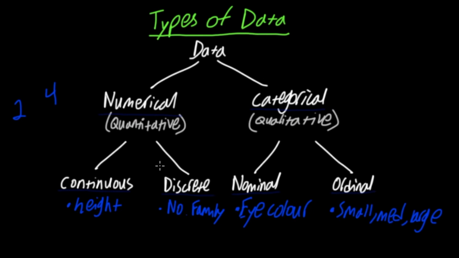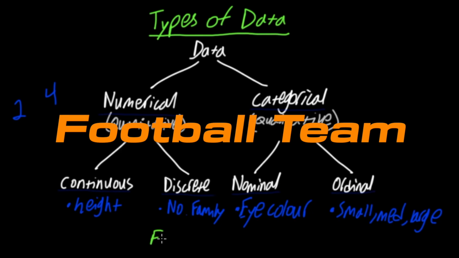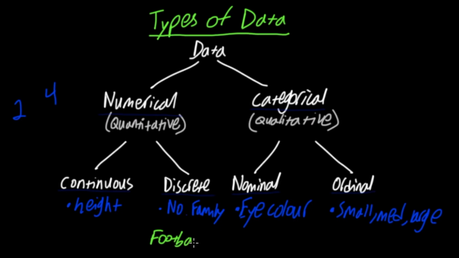So first of all, let's look at football team. What type of data is that? Well, football teams are not numerical as they're not numbers. They're categorical as there are different football teams, so they're the categories. But then is it nominal or ordinal? Well, is there any order to the football teams? There is not. They are just the teams. So, football teams would be an example of nominal data.